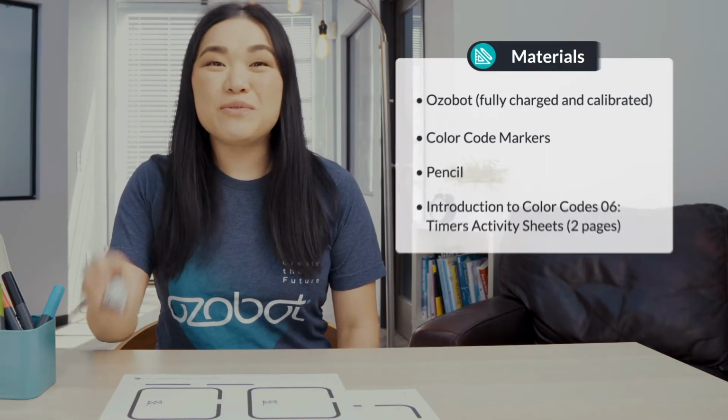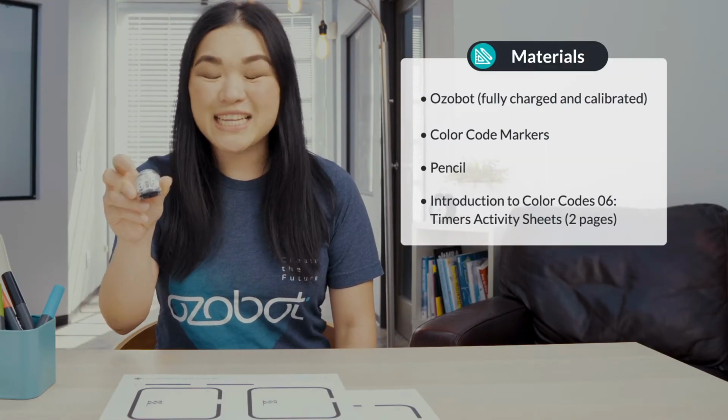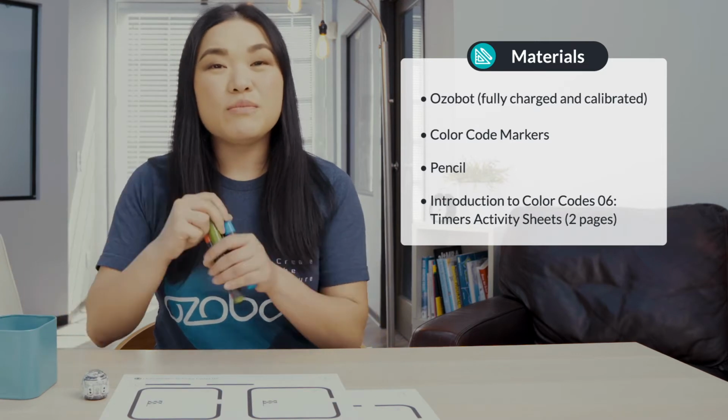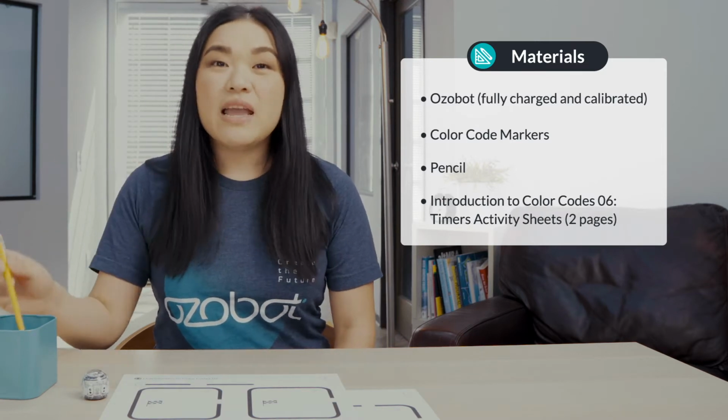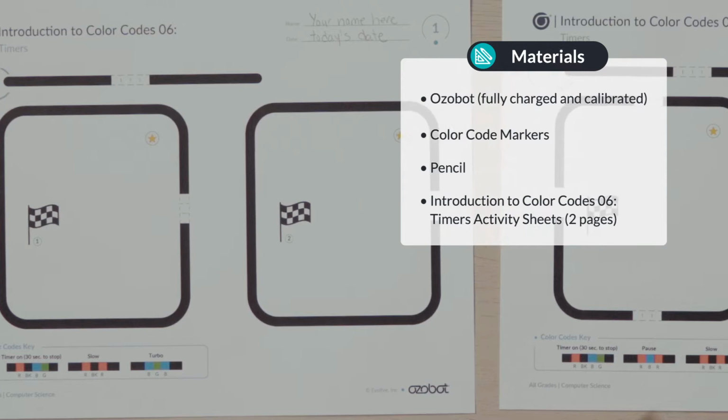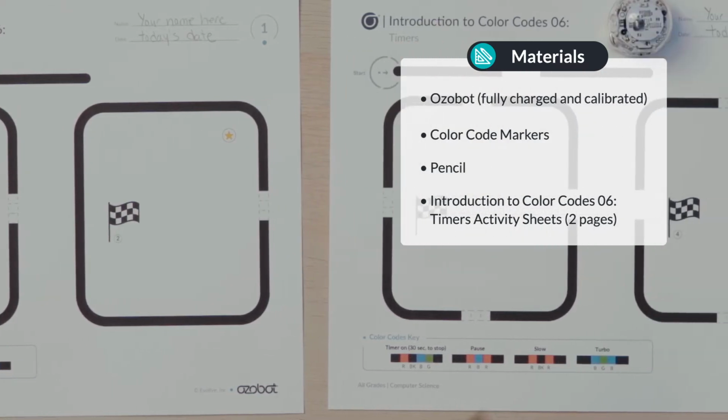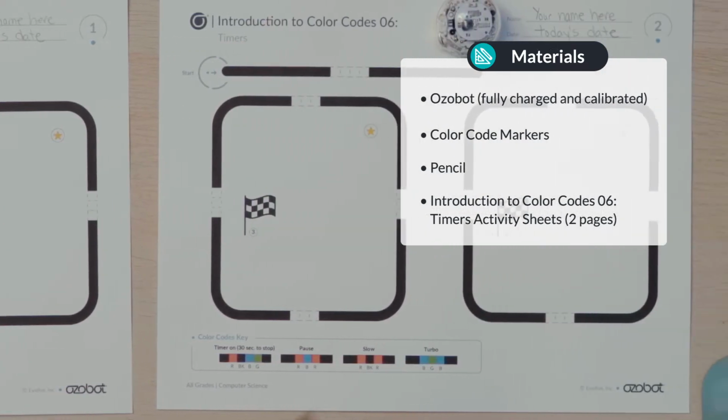Ozobot can be programmed to play games or complete specific tasks. Explore the timer codes to program Ozobot to race around a track. For today's lesson, you will need an Ozobot fully charged and calibrated, color code markers, a pencil, and both pages of your Introduction to Color Codes Lesson 6 Timers Activity Sheets.